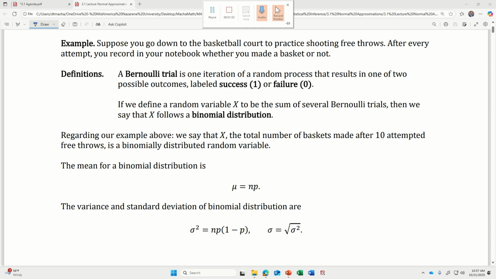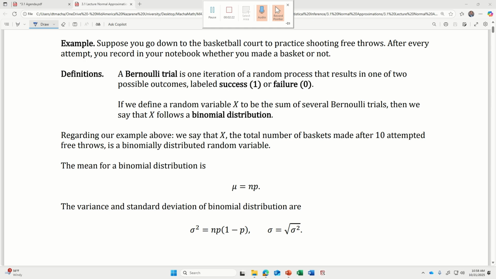And specifically, a binomial distribution is one that is the sum of the number of successes from several Bernoulli trials. A Bernoulli trial is a process that either results in a success or a failure. So it's easy for me to come up with examples from sports. One example of a Bernoulli trial is you step up to shoot a free throw. When you step up to shoot a free throw, you either make the basket or you don't. You either have a success or a failure.